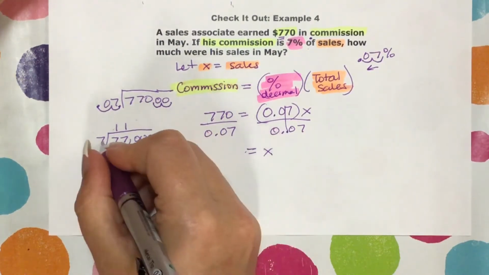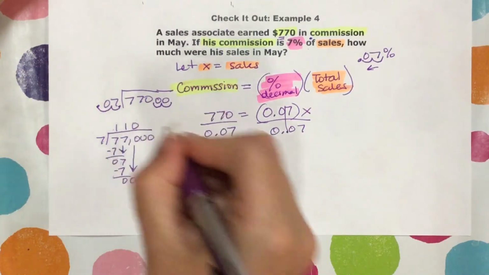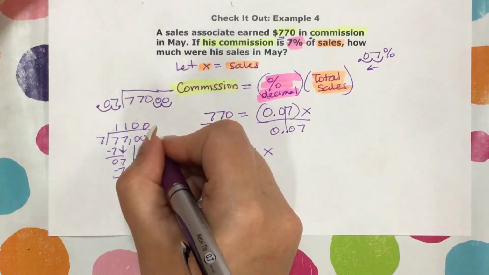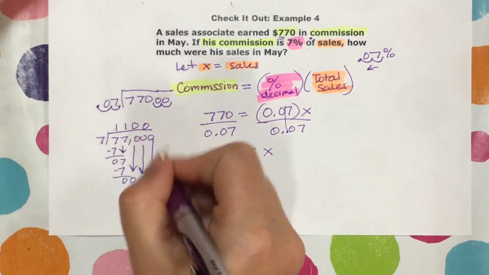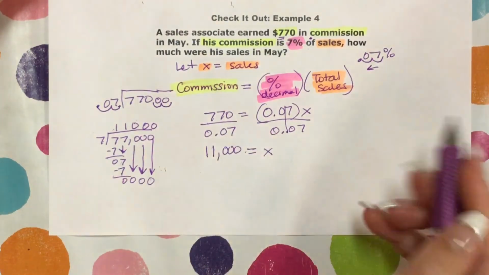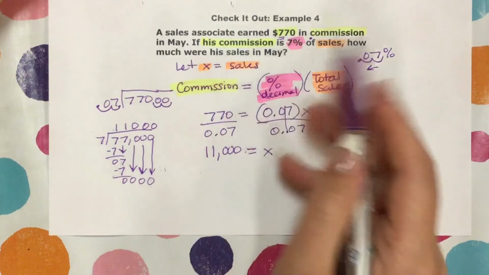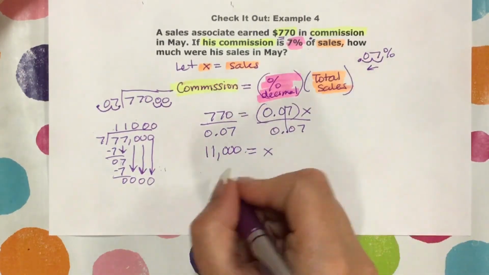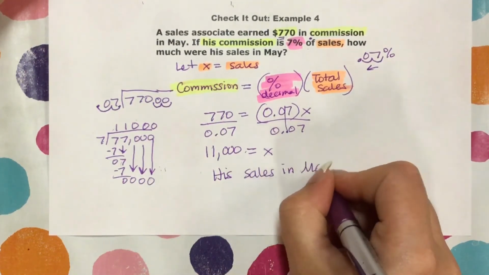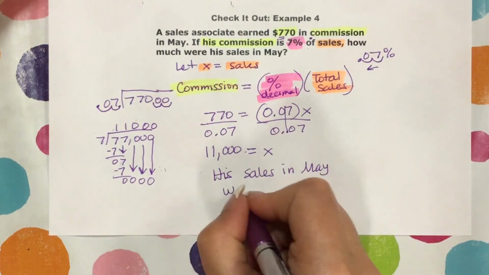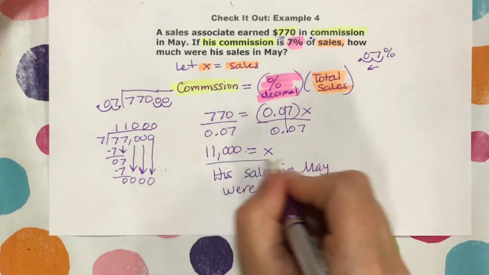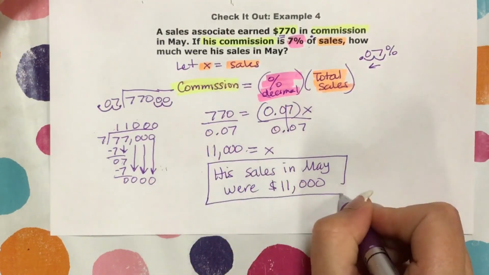We drop down this 0 here. 7 doesn't go into 0, so we put a 0 there. We drop down another 0. 7 doesn't go into that 0 either. And then our last 0, 7 doesn't go into that one either. So we end up with 11,000. So how much were his sales in May? His sales in May were $11,000. So there you go.